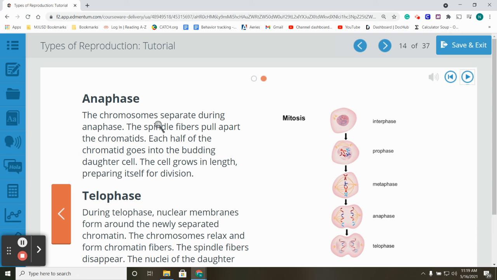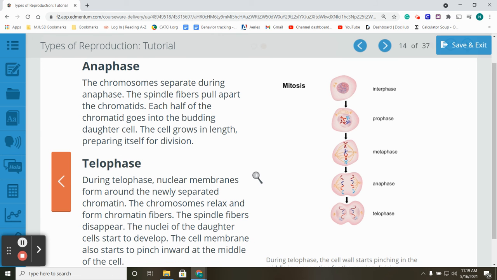Anaphase. The chromosomes separate during anaphase. The spindle fibers pull apart the chromatids. Each half of the chromatid goes into the budding daughter cell. The cell grows in length, preparing itself for division.